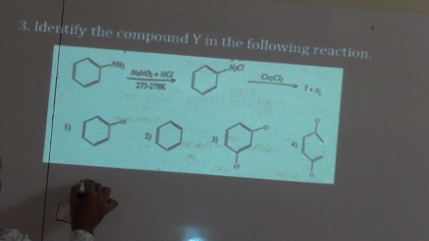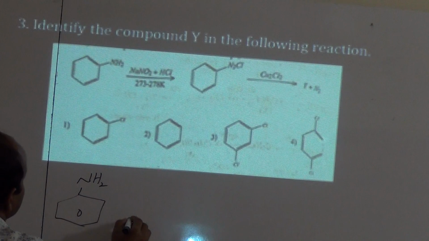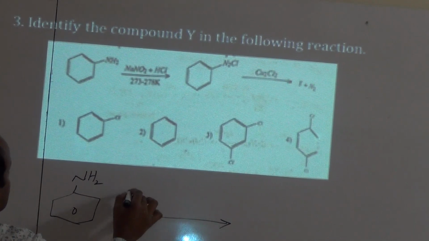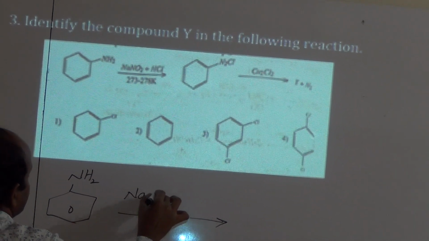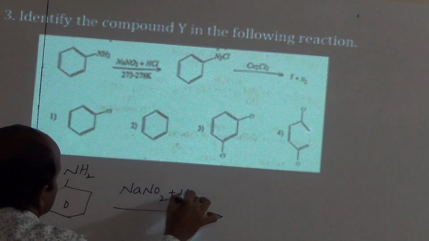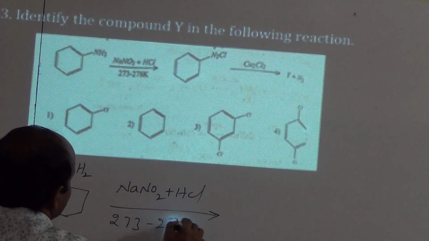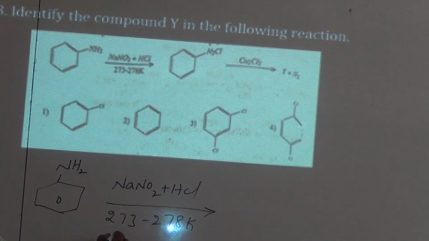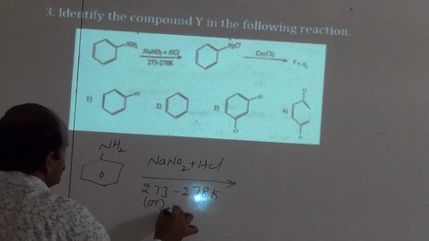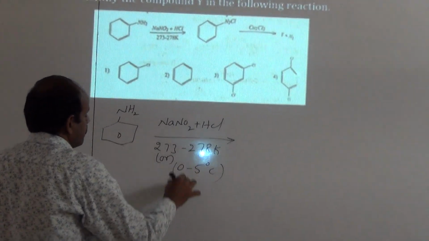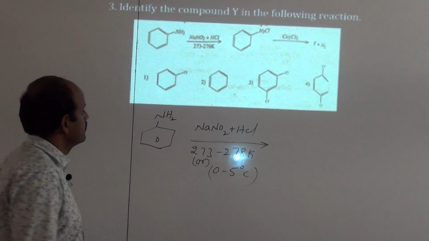C6H5NH2 reacts with NaNO2 plus HCl at 273 to 278 Kelvin. It is nothing but 0 to 5 degrees Celsius. It is in Kelvin temperature.